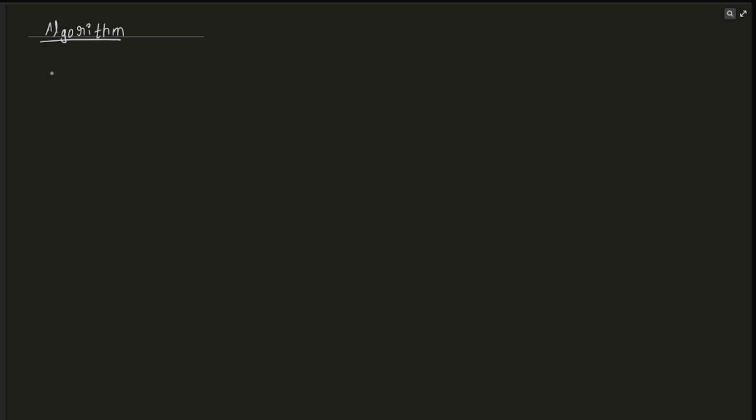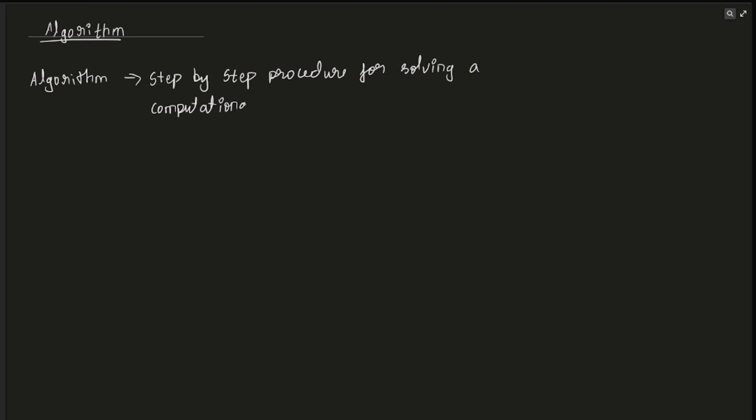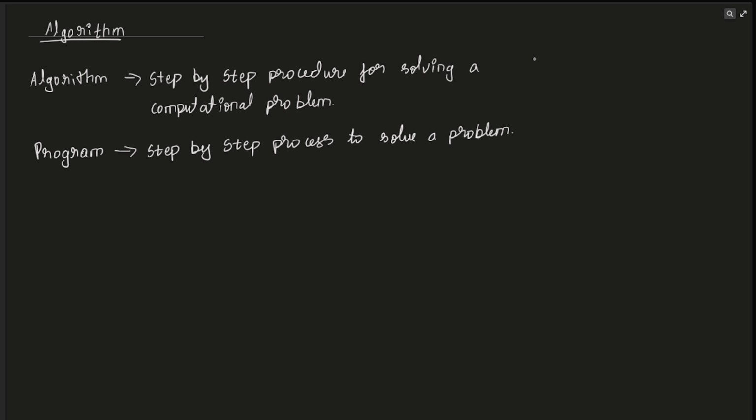You may be thinking, what is this algorithm, and how is it different from a program, right? Let's discuss that now. An algorithm is a step-by-step procedure for solving a computational problem, whereas a program is a step-by-step process to solve a problem. Let me just write that down here. Now, what is the difference between these two things? Let us take an example and discuss the difference.